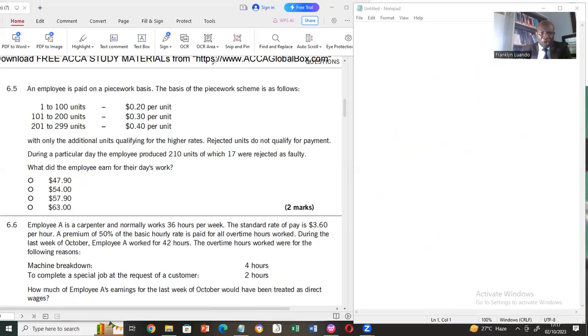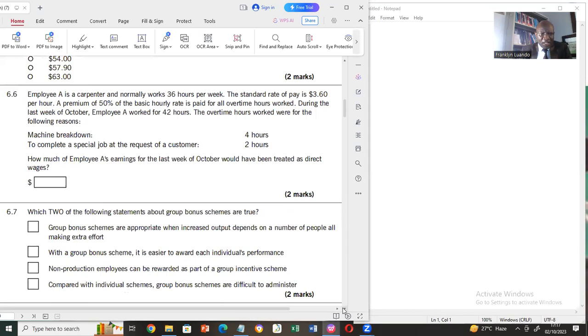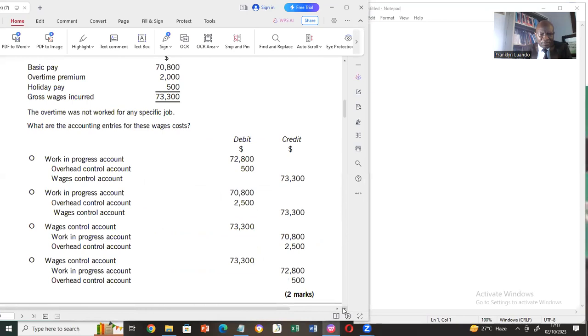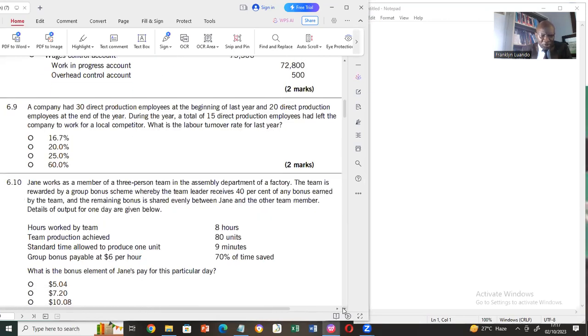Piecework hours and bonus. Now, under piecework hours and bonus, employees get a bonus on the time saved, which they can share, or it can be an individual bonus.